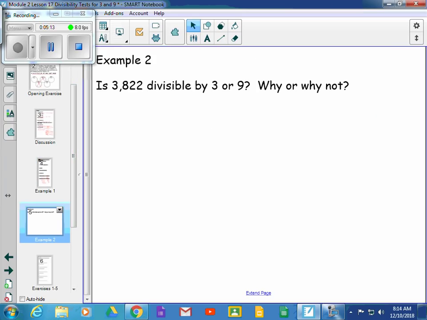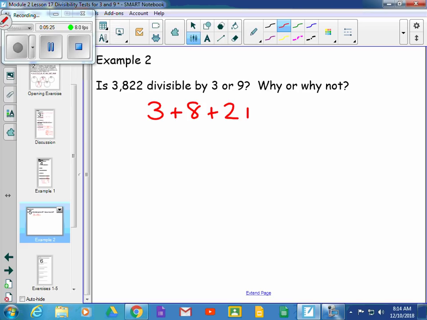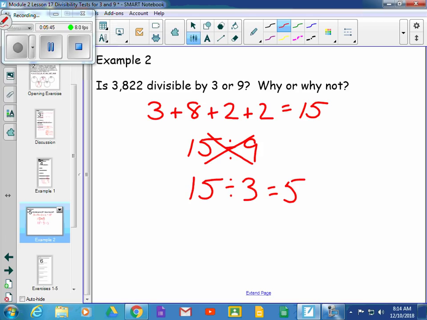Let's look at example 2. Is 3,822 divisible by 3 or 9? Add up the digits. If we add them up, we get 15. Well, 15 is not divisible by 9, so therefore 3,822 is not divisible by 9. But 15 is divisible by 3. That means 3,822 can be divided by 3. 3,822 is divisible by 3.